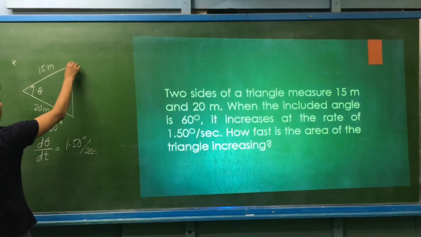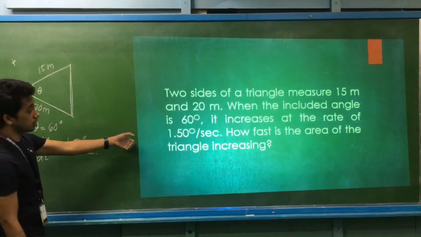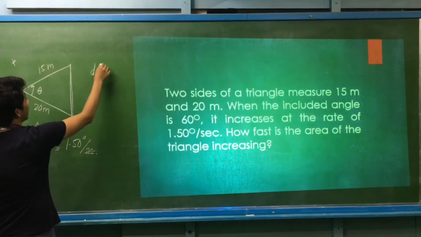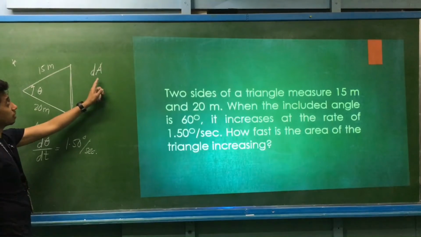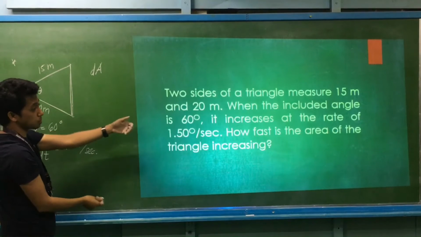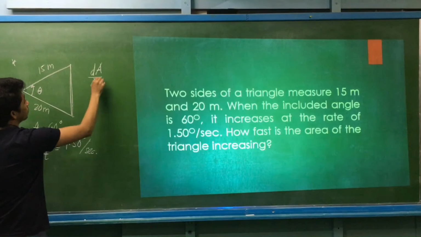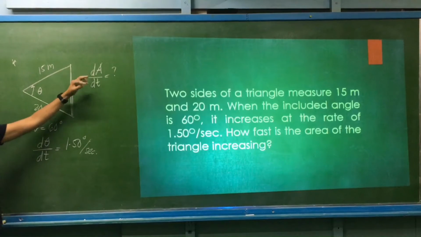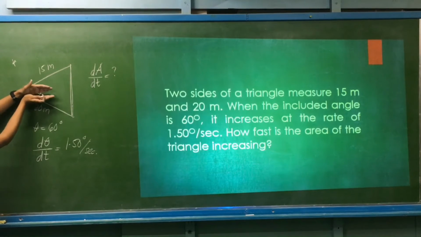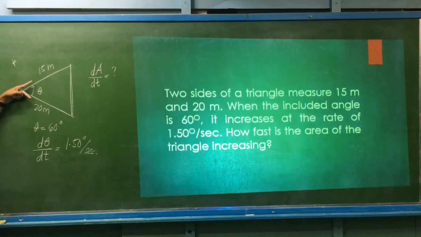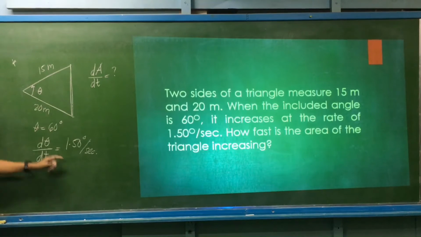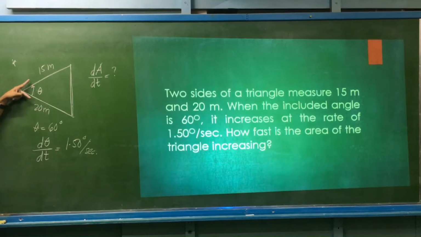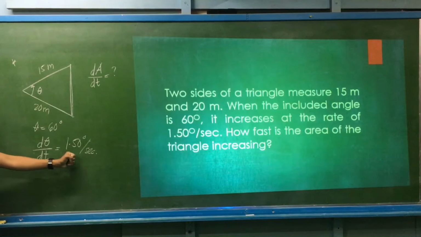So how fast is the area of the triangle increasing? We are looking for how fast the area of the triangle is increasing. So how do we express the area? This is differential area increasing with respect to time, that is dA over dt. So how fast does the area increase as it increases? Which means the angle is opening at the rate of 1.5 degrees per second.